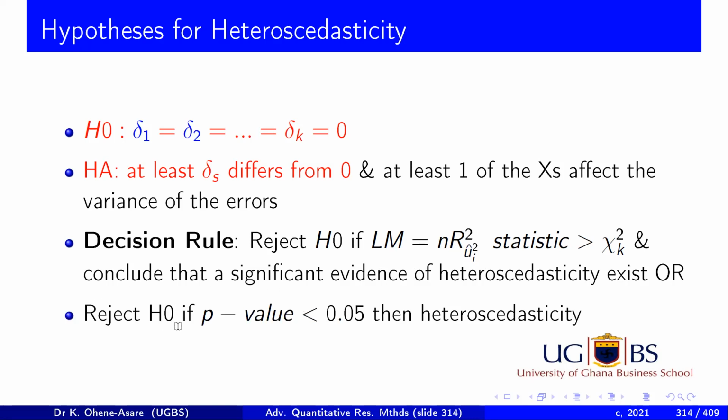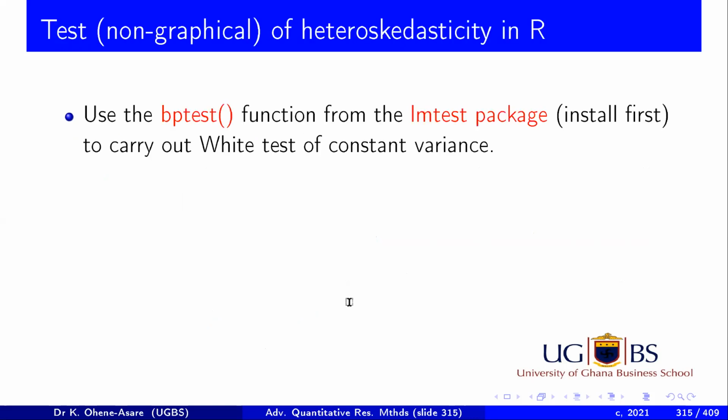If you reject the null hypothesis, you will reject it if the p-value is less than 5%. So if you reject the null of homoscedasticity, then you are concluding that there is heteroscedasticity because the p-value is less than 5%. So the key point is that we want the p-value to be greater than 5% for homoscedasticity to happen. That's it. That's the key point.